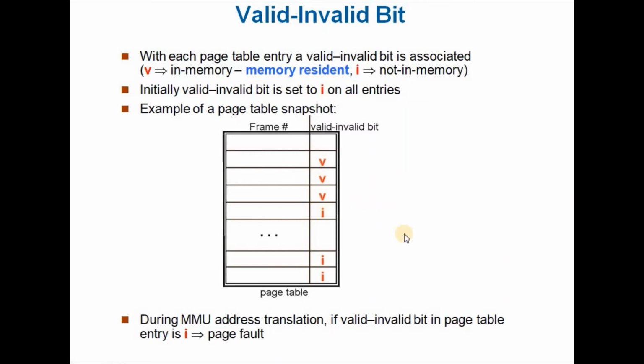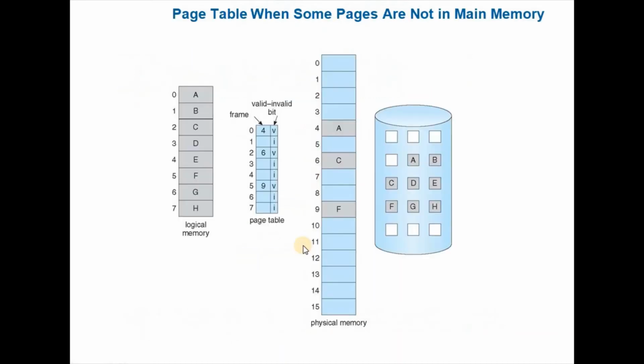During MMU address translation, if the valid-invalid bit in the page table entry is I, it is a page fault. That means whenever the CPU requests a page and it is not currently in the primary memory, it is denoted as a page fault. Then whenever a page fault occurs, the system needs to copy that particular page from the backing store to the primary memory, that is, the allocated address space of that particular process.